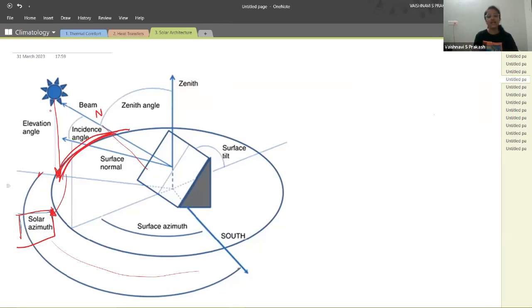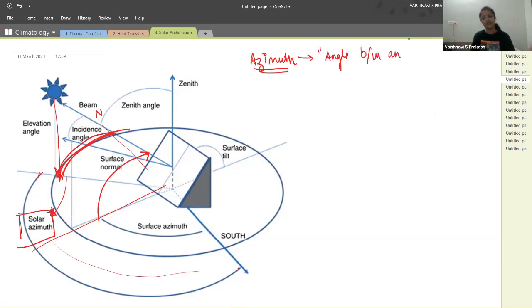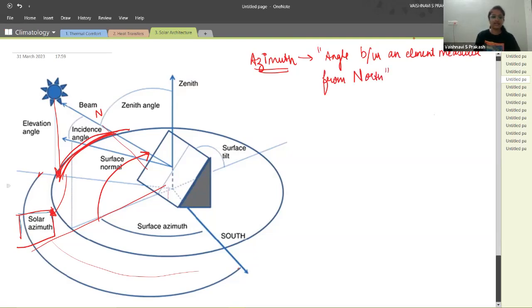But if we have a wall, say I have a west facing wall, then the wall also will have an azimuth angle. Azimuth angle is basically the angle it makes with the north direction. Okay, you can remember it that way. It's the angle between an element, usually used for the sun, but for architecture we use it with walls as well as any other vertical element that makes an angle on the horizon plane. Okay, so even the wall in this case has an azimuth angle.